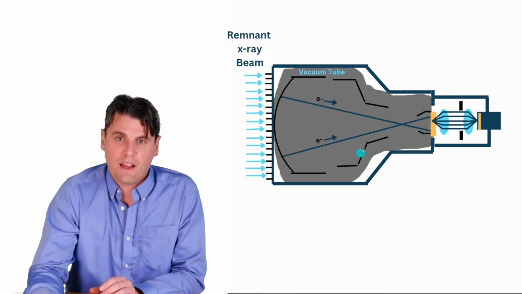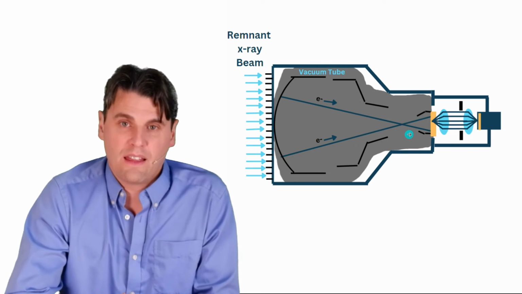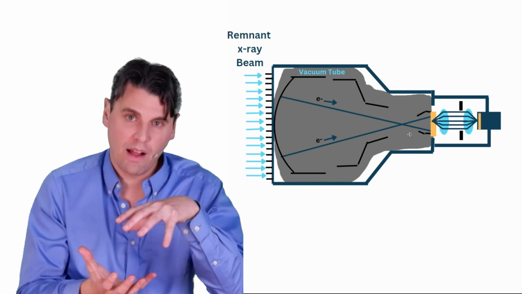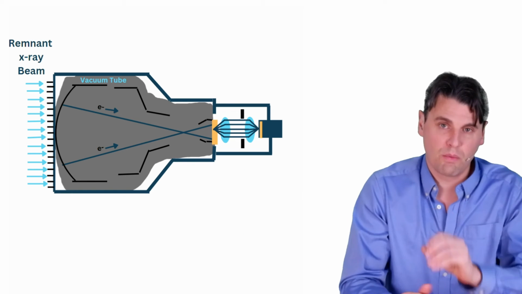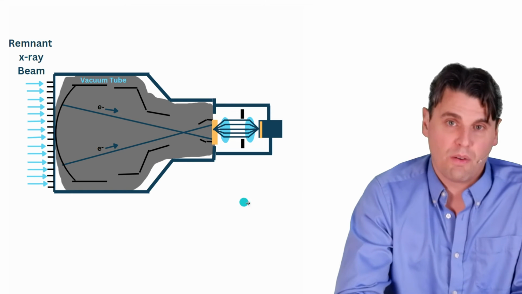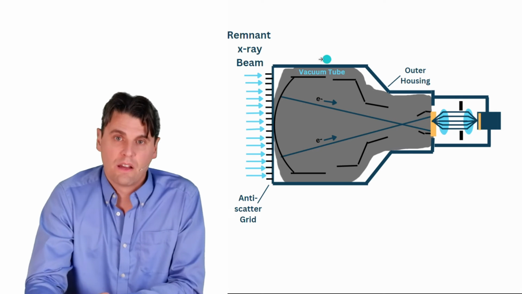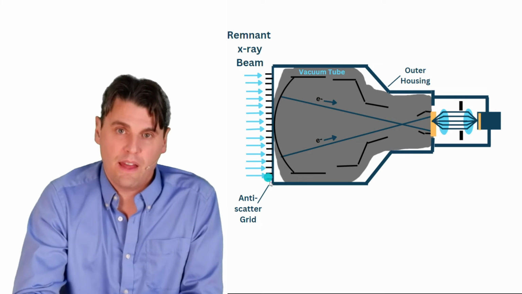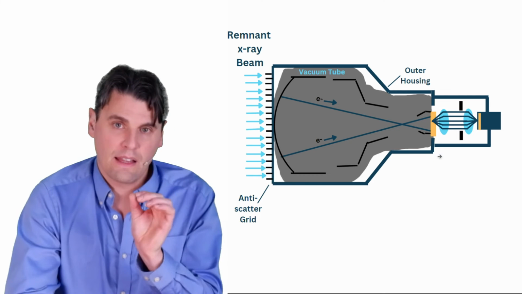This gray structure right here is the vacuum tube, and the vacuum tube does what it says. It keeps everything in a relative vacuum, so many fewer molecules there, so that the electrons will be able to travel relatively well within this vacuum tube. Again, this was the anti-scatter grid we talked about. Here is the outer housing. The outer housing surrounds the whole thing, and this is going to be a relatively thin layer of metal.